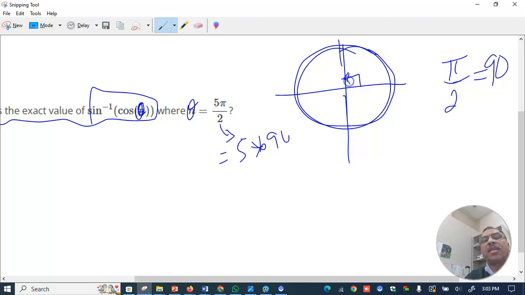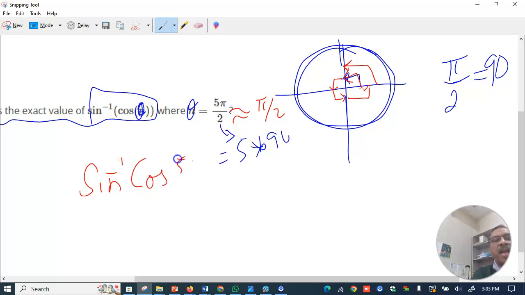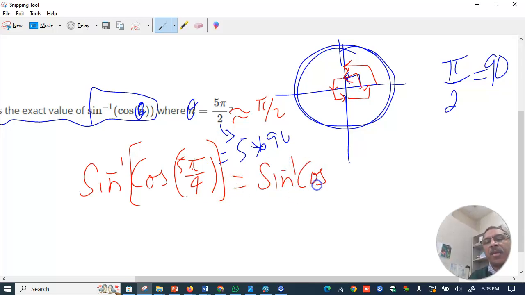So this angle is 90 degrees and 5 pi by 2 is like going all around. You're here first and then you go one more. So this whole thing will be 2, then 3, and then 4, and you get back here. So the coterminal angle is pi by 2. So finding sine inverse of cosine of 5 pi by 2 is the same as writing sine inverse of cosine of pi by 2, because both are coterminal angles.